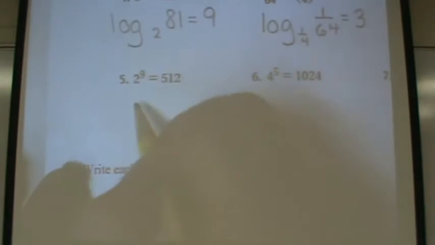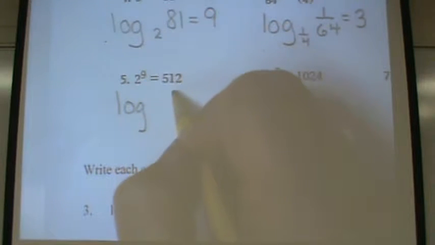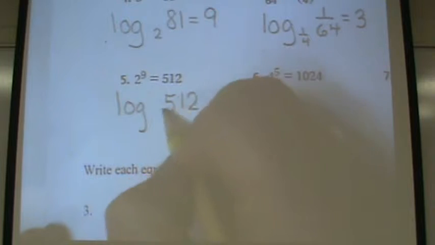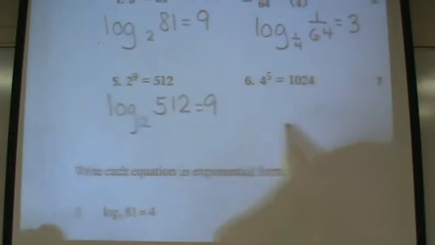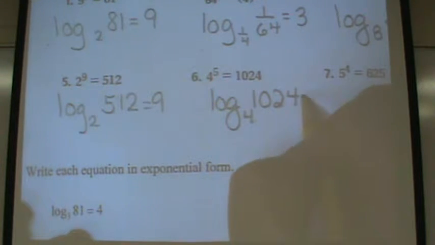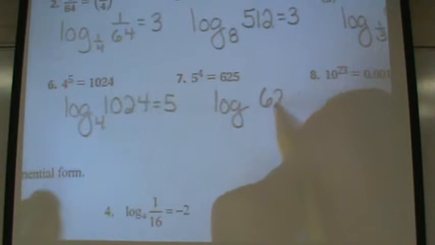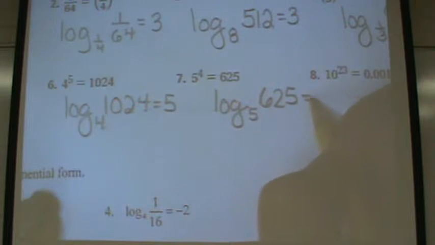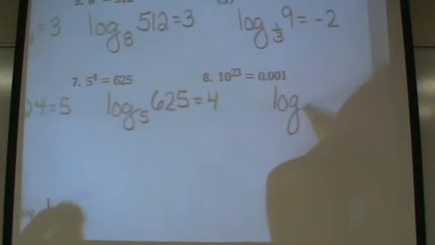Okay, last 4. Big number first. Why do we have to do the big number? Because this is how you read it. Log of 512 base 2 equals 9. Then log 1024 base 4 equals 5. Log 625 base 5 equals 4. And the last one, log 0.001 base 10 equals negative 3.